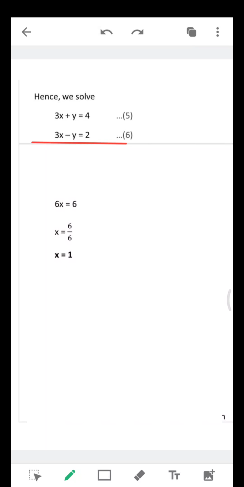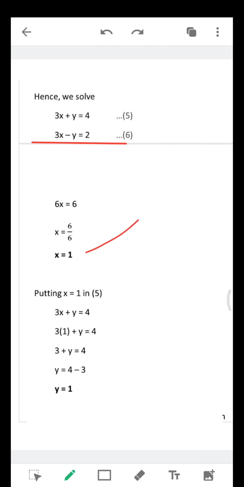Put this x equals 1 in any one of the equations 5 or 6. So putting x equals 1 in equation number 5, what is our equation number 5? 3x plus y equals 4. So put x equals 1 in here. 3 into 1 plus y equals 4. 3 plus y equals 4, so y equals 4 minus 3. 3 goes to the right and y equals 1.